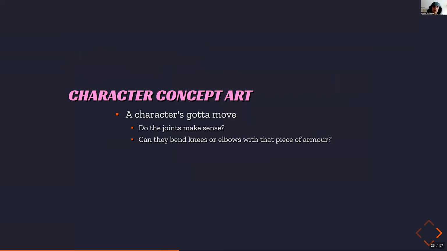Specific to character concept art, whoever makes character concept art, the character will have to move, with the exception of a visual novel, but you not only make art for visual novels. The joints need to make sense. How are you going to rotate it? It doesn't matter if the character is going to be in 2D or 3D. If they move, they will have to move from somewhere. Can they bend the knees or elbows with a piece of armor? Think about how realistic it is that someone can wear that and be able to move.